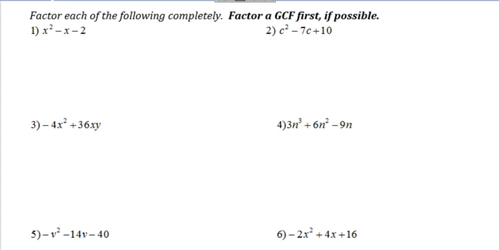So let's take a look at this warm-up. I'm not going to record myself doing all of the problems in the warm-up. I'm going to do a couple of different examples here and let you do the rest. But let's start with number 1 and see how we did this in Algebra 1 class.